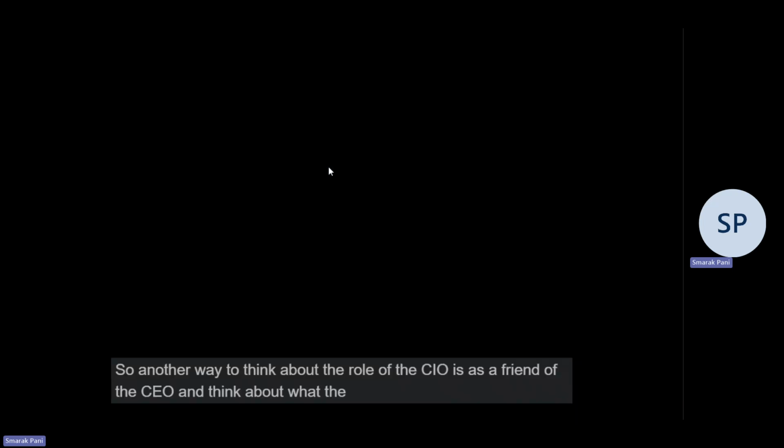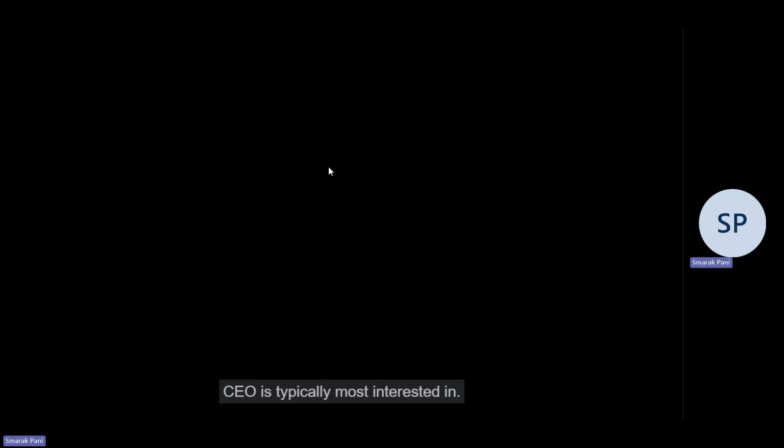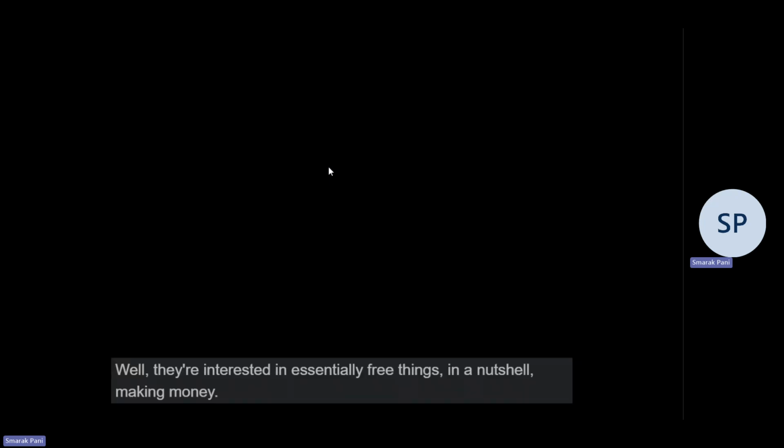So another way to think about the role of the CIO is as a friend of the CEO, and think about what the CEO is typically most interested in. Well, they're interested in essentially three things. In a nutshell, making money. So that's increasing business, adding more sales, adding more customers. And IT could potentially be used to expand and grow the business.